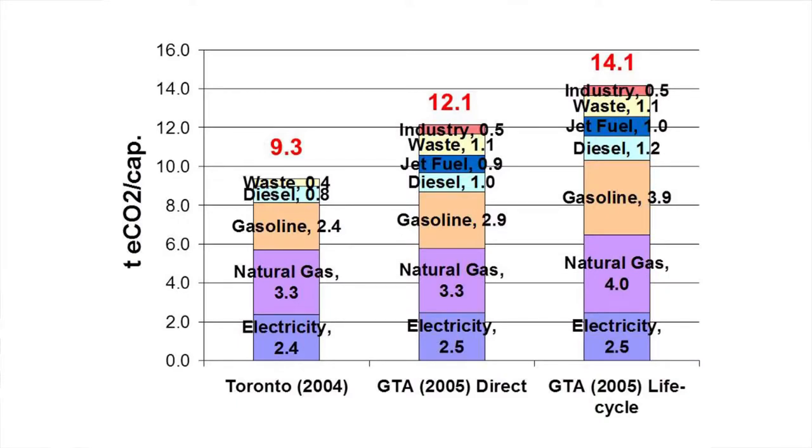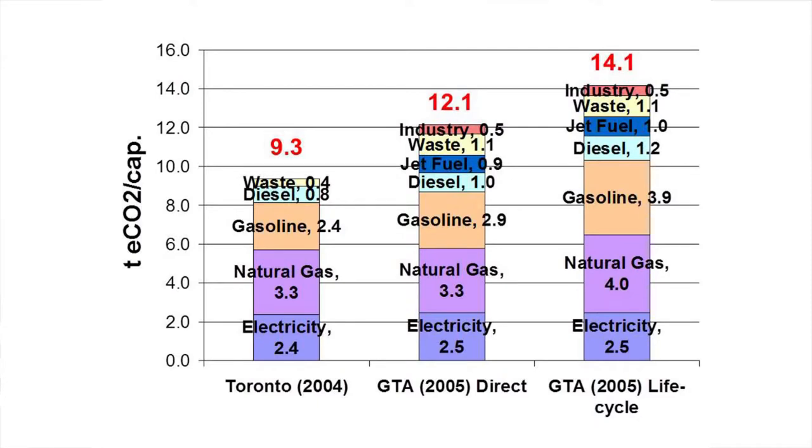And when we move from Toronto to the GTA, so we bring in York and Peel and Durham and the rest, you can see that we go up to 12.1 tons per capita. No change in natural gas, very little change in electricity. The major increase is in gasoline, goes up from 2.4 tons per capita to 2.9 tons per capita.